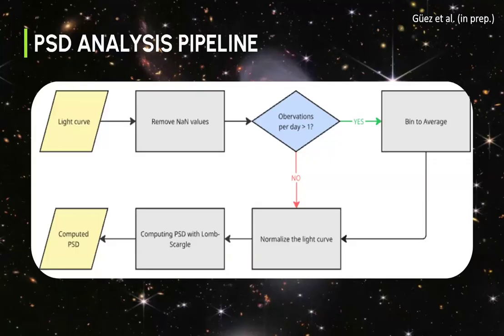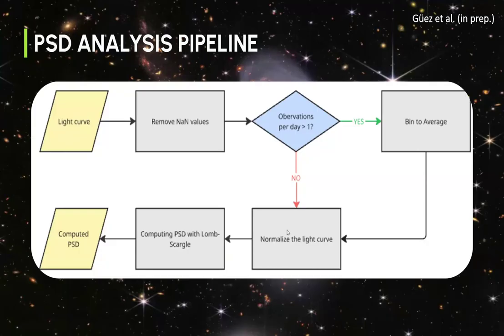So the PSD analysis pipeline doesn't have anything particularly new. We start with this light curve, which has been filtered, as I explained. Then we remove the NaN values. We check if there is more than 1 observation per day. If yes, we bin them to average the observations of that day, and then go to normalizing the light curve. If that's not necessary, we just go to normalizing the light curve.